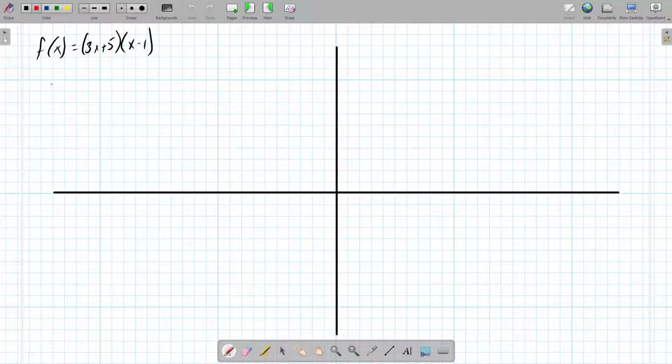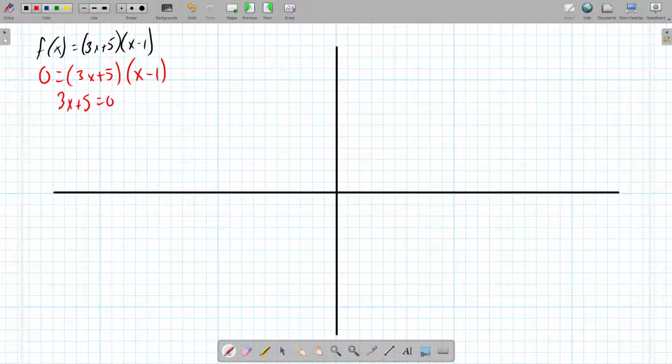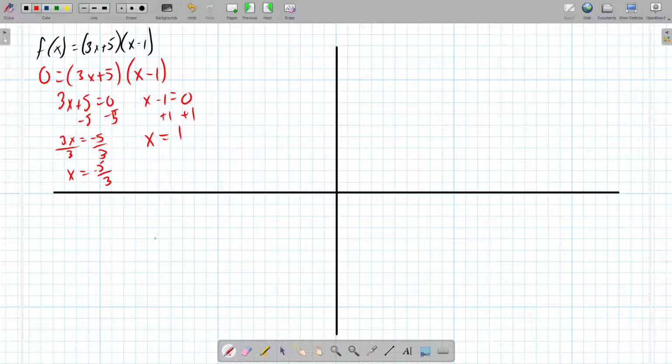We're going to start this one exactly the same way, setting it equal to 0 to take advantage of it being in a factored form so that we can solve for x. So when is 3x plus 5 equal to 0, and when is x minus 1 equal to 0? Well, if we subtract 5 and then divide by 3, we get negative 5/3, and then if we add 1, we get positive 1. So we have negative 5/3, right about there, and positive 1 right there.